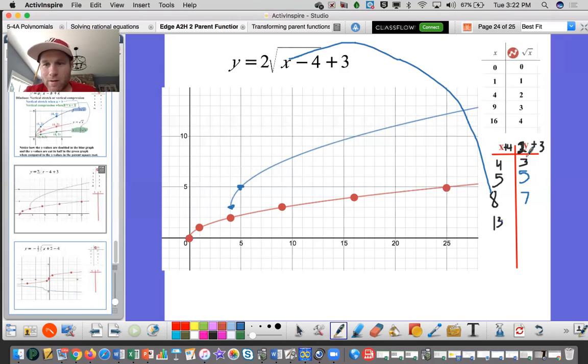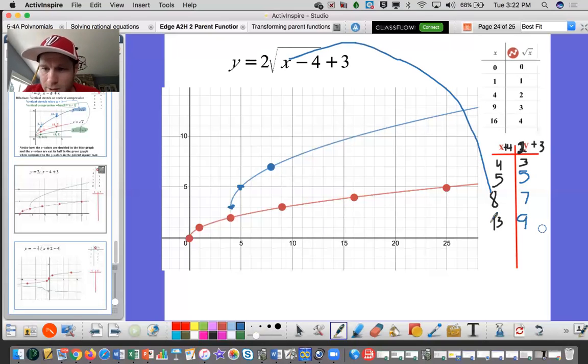Same thing with 13. Instead of plugging in 13, doing 13 minus 4, which is 9, the square root of 9 is 3, 3 times 2 is 6, 6 plus 3 is 9. You might have even noticed the pattern. So if I come over here and I graph all these points, I already did the first two, right? How about 8 comma 7?